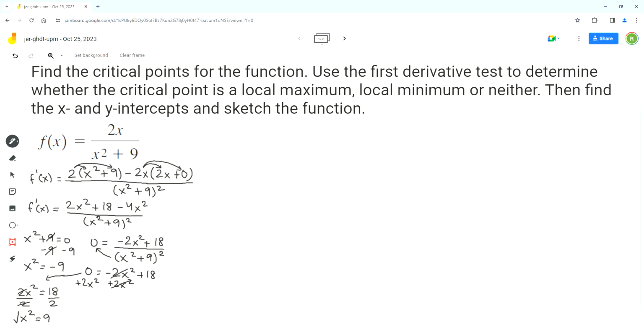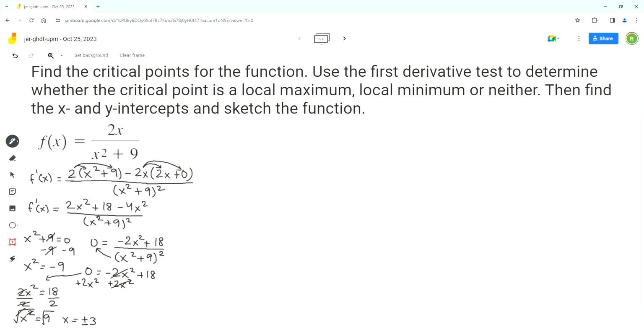And now we can apply the square root to both sides. The square and the square root on the left side cancel each other out and we get x equals plus or minus 3. So there are two x values at which the derivative is equal to 0. Now we have to find the critical points. These are the critical numbers: x equals positive 3 and x equals negative 3.